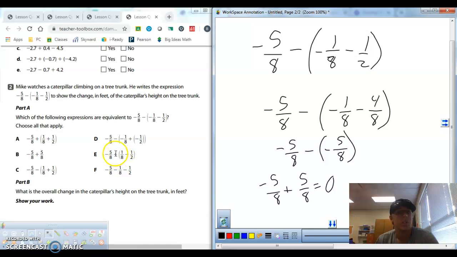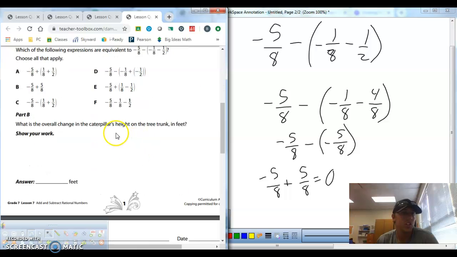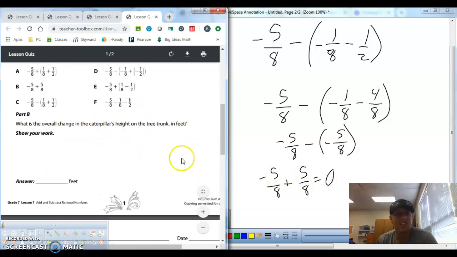In this one, they distributed the negative to the 1/8 and made it plus 1/8, because a negative times a negative is a positive 1/8, but then they didn't distribute the negative to the 1/2. They left it as negative 1/2. And then in letter F, we got negative 5/8 minus 1/8 minus 1/2. They just took the negative out for some reason right here. This minus, you can't just say forget it. We're not going to use that anymore. So that is also incorrect. And it asks, what is the overall change in the height? Well, we already found that. It's 0.